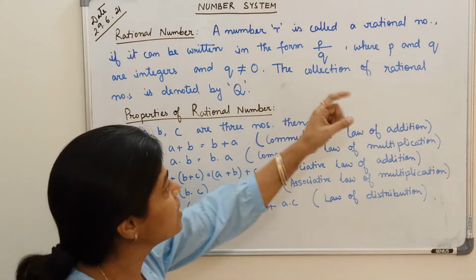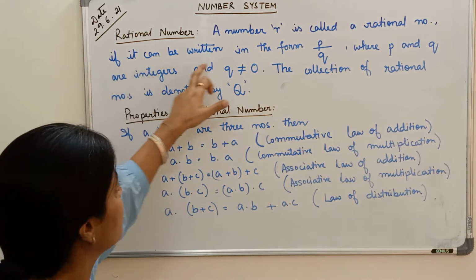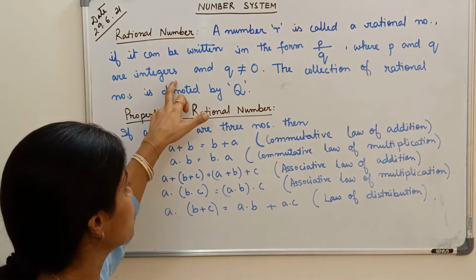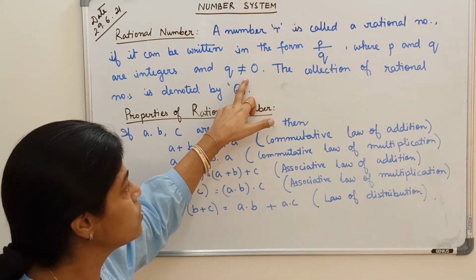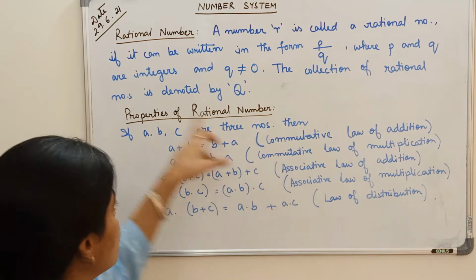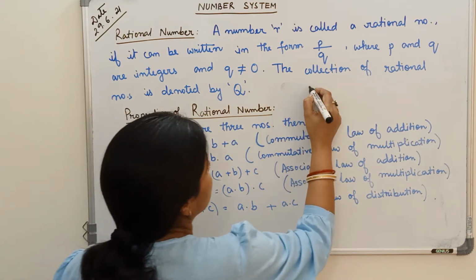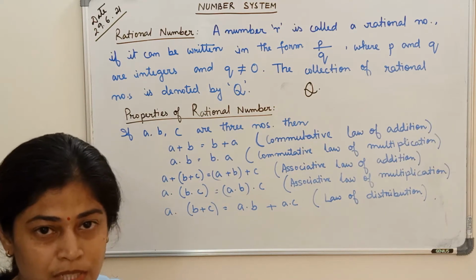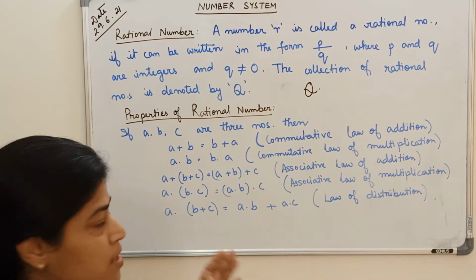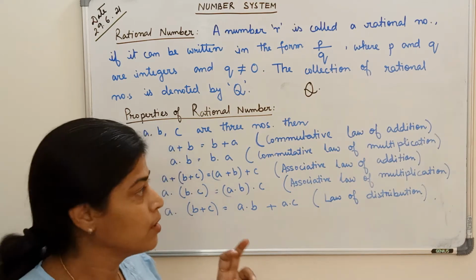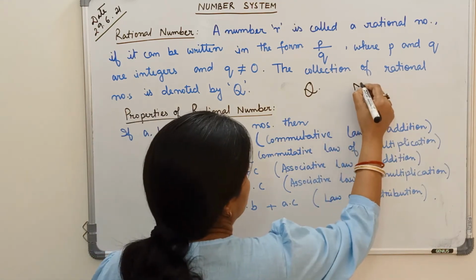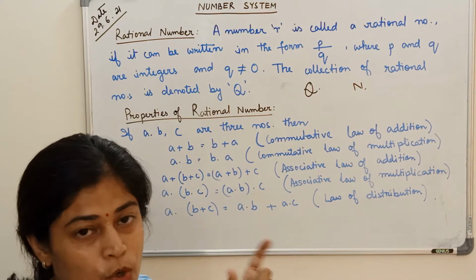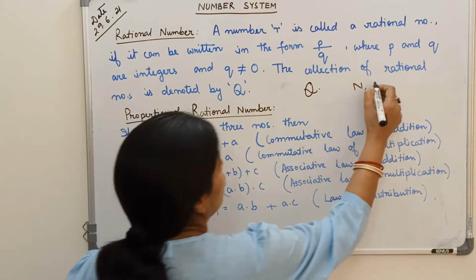A number R is called a rational number if it can be written in the form P by Q, where P and Q are integers and Q not equal to 0. This collection of rational numbers is denoted by Q. So earlier we came to know what are natural numbers, means 1, 2, 3, 4 all are natural numbers. Natural numbers is denoted by N. Whole numbers we also know, if we include 0 with natural numbers, means 0, 1, 2, 3, 4, then all are called whole numbers.